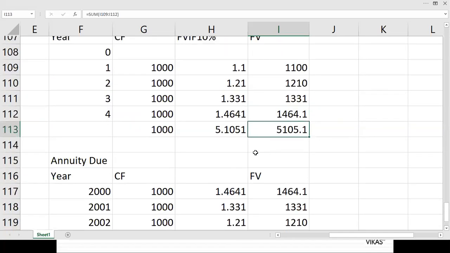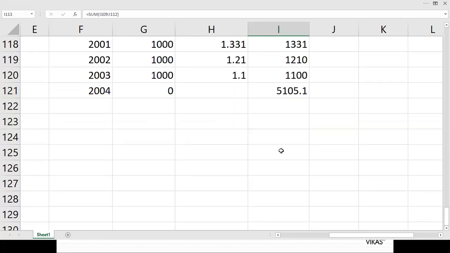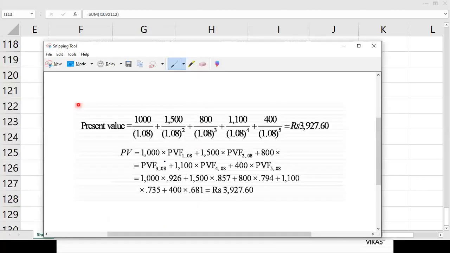So rather than doing it one by one, we can use the annuity formula, the future value of an annuity. The normal formula is (1 plus r) to the power n, minus 1, over r. So I use a formula like this.